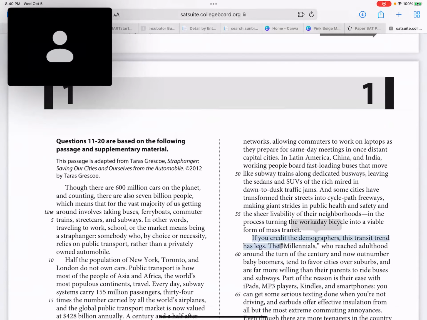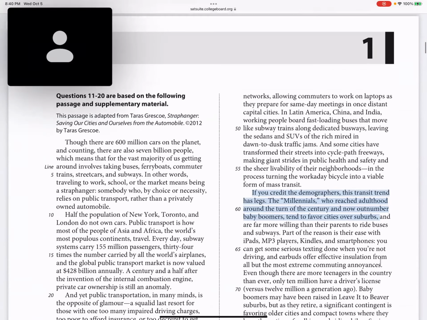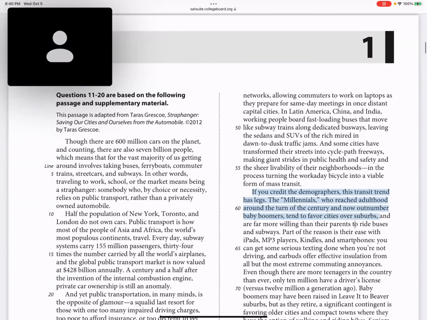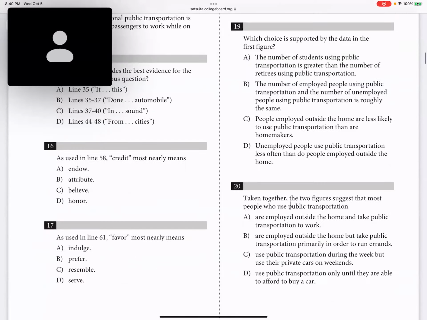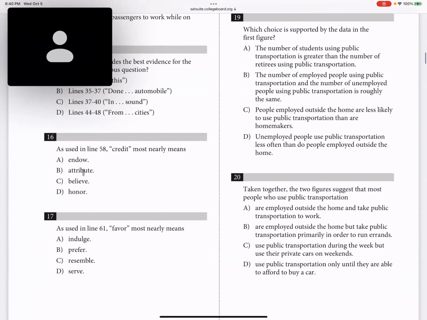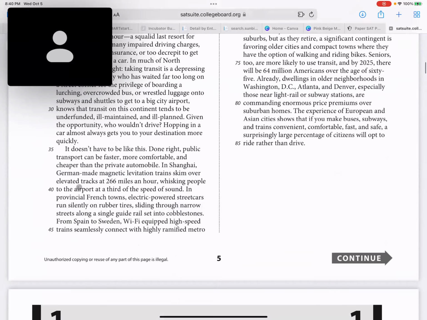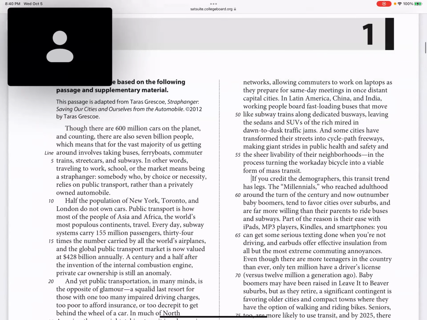If you credit the demographers, this transit trend has legs. The millennials who reached adulthood around the turn of the century and now outnumber baby boomers tend to favor cities over suburbs and are far more willing than their parents to ride buses and subways. All right, if you credit the demographers. So credit, we've got endow, attribute, believe, or honor. This one's a tough one.